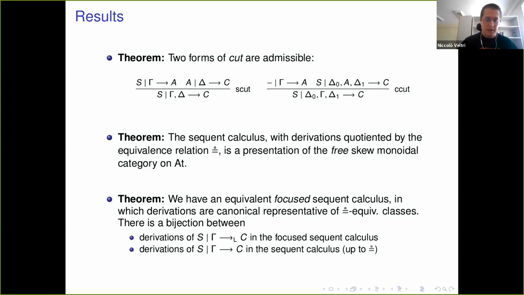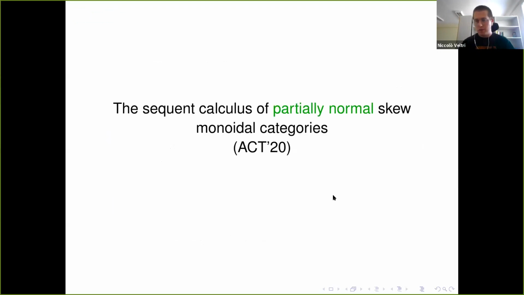And also, this is a very concrete description. The focused sequent calculus is a very concrete description of the free skew monoidal category, and as such can be used to solve the coherence problems for skew monoidal categories. Okay, so now let's move to the second part.